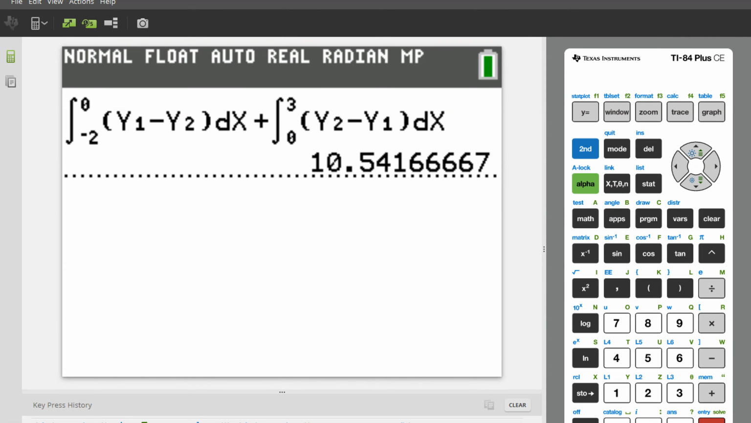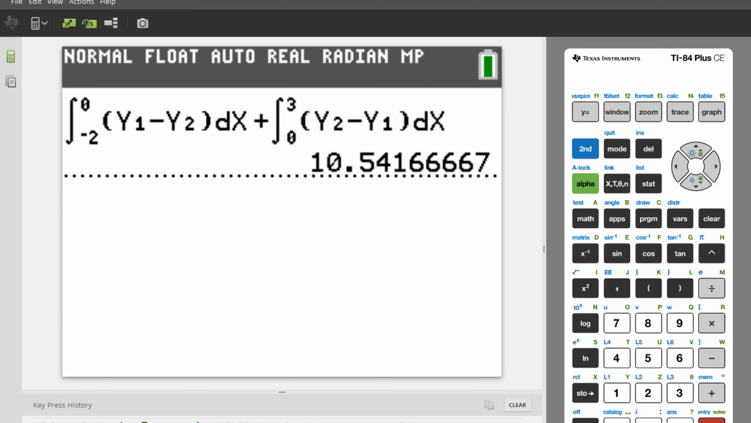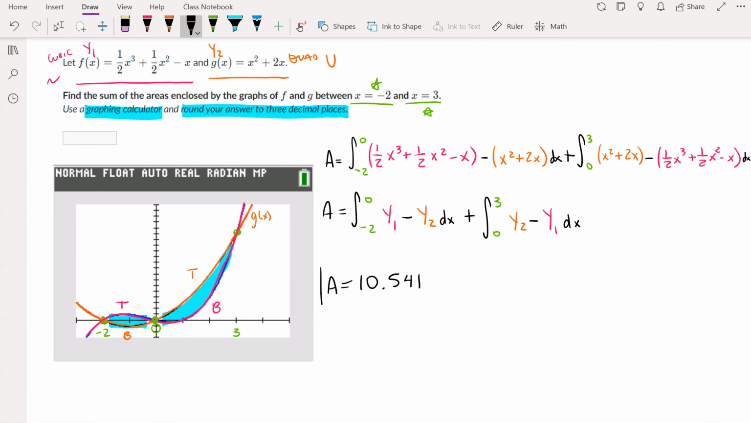And you get 10.541, which let me just make sure that's the correct answer. Yes, it is. Okay, so 10.541, and it told you to round, so this is something that I want to make a note of. A equals, in the AP exam, 10.541. We're going to just cut it off after 3 decimals. But Khan Academy asks you to round, so you have to look at the next one. So this is the AP exam answer.